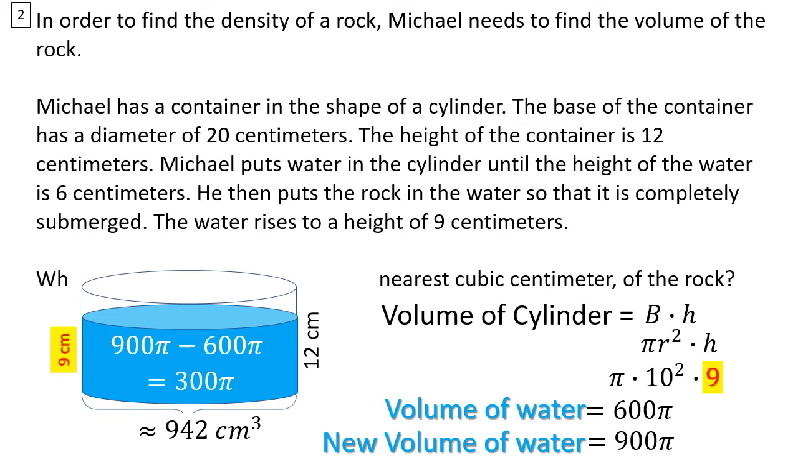Put that in the calculator because it does ask us to round to the nearest cubic centimeter. I know I worked over some of the directions there, but to the nearest cubic centimeter, we do want to put that in the calculator: 942 cubic centimeters, and that's going to be the rock's volume.